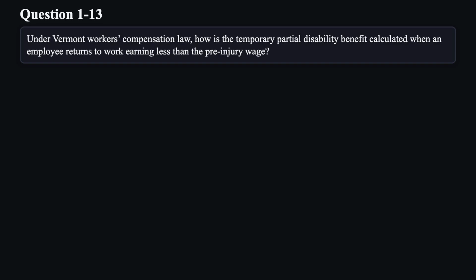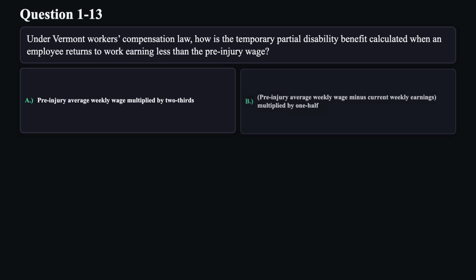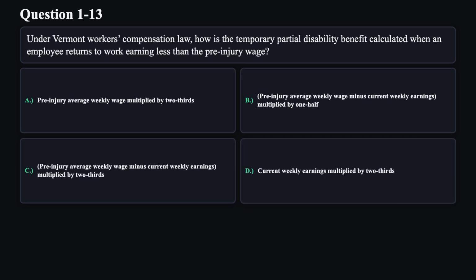Question 13. Under Vermont workers' compensation law, how is the temporary partial disability benefit calculated when an employee returns to work earning less than the pre-injury wage? A. Pre-injury average weekly wage multiplied by 2/3. B. Pre-injury average weekly wage minus current weekly earnings multiplied by 1/2. C. Pre-injury average weekly wage minus current weekly earnings multiplied by 2/3. D. Current weekly earnings multiplied by 2/3.